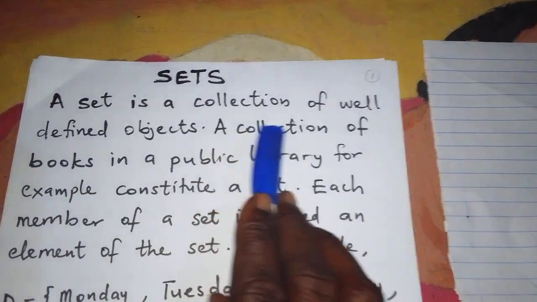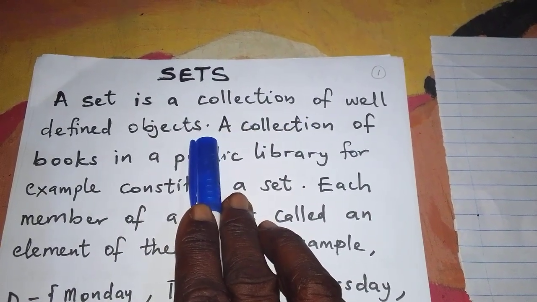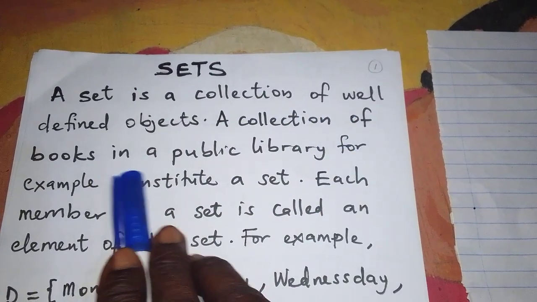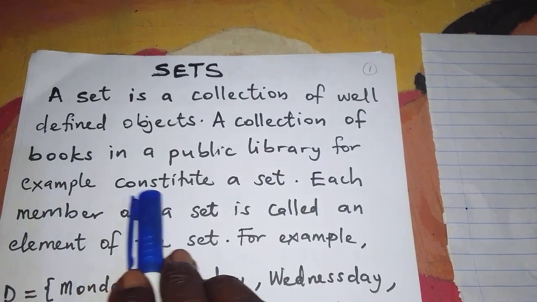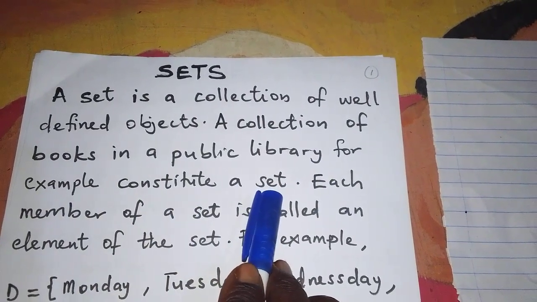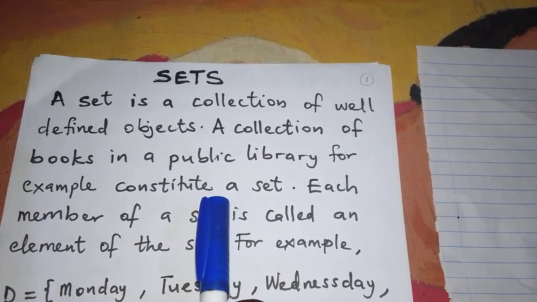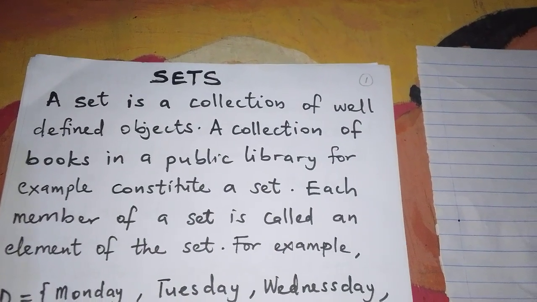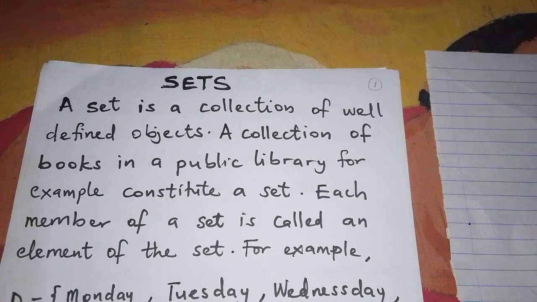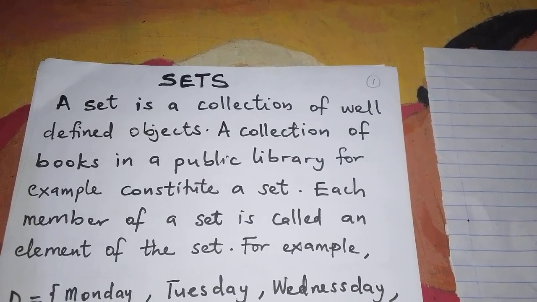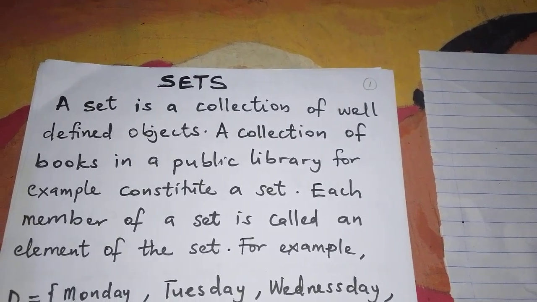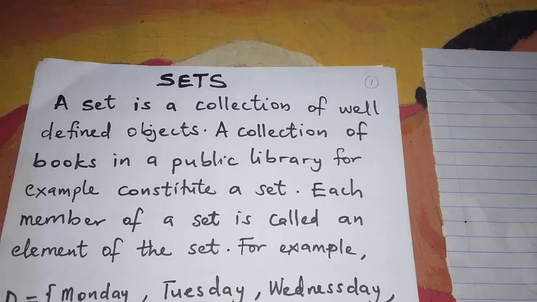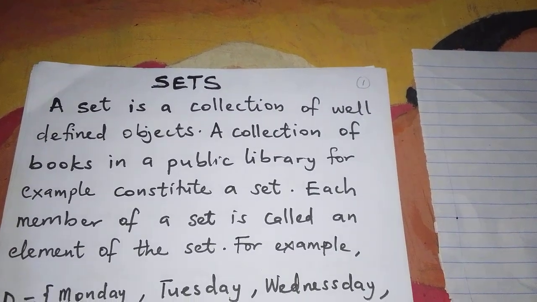A set is a collection of well-defined objects. A collection of books in a public library, for example, constitutes a set. A set can be a collection of shoes in the market. It can be the names of the days of the week, the months in the year. It can be the collection of students in a particular school.